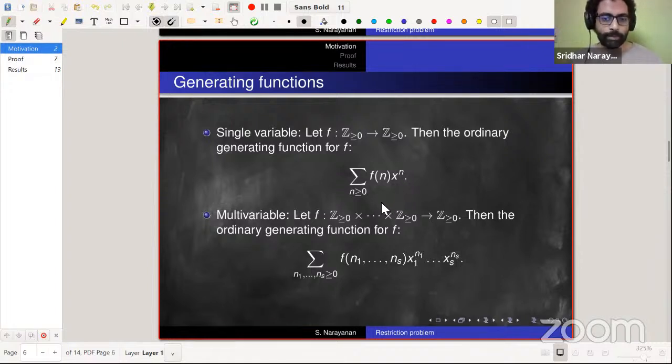And you can extend this sort of definition to a function which has more than one input. So suppose your function, instead of having just a single input, has s inputs, then the generating function associated to that is the power series in several variables, where the coefficient of x1 raised to n1, x2 raised to n2, up to xs raised to ns is simply the function f evaluated at n1, n2 up through ns.